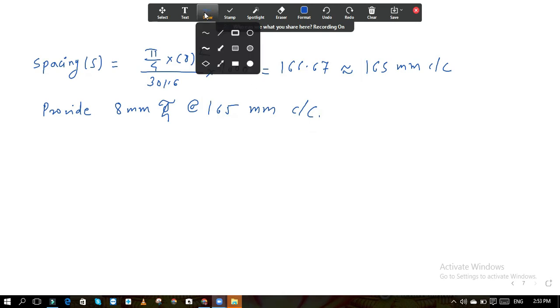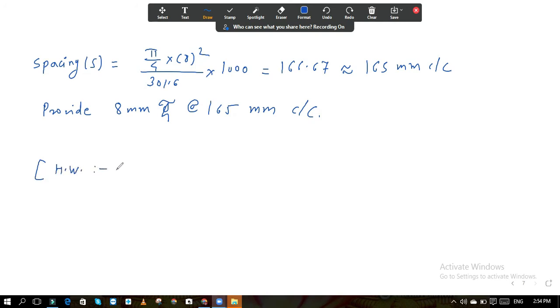Now the reinforcement details, you can draw it by yourself also. This is the homework for you. Draw the reinforcement details of this staircase. Okay. I will write here homework: draw reinforcement details. Just you need to draw the details. Okay. So for today we will stop over here.